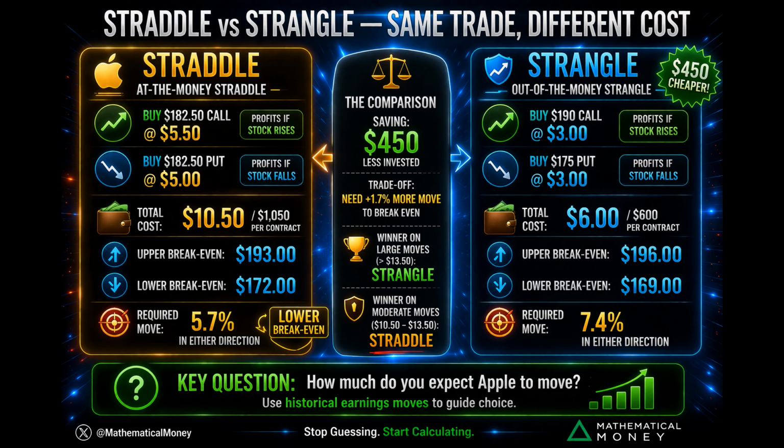Key comparison: straddle costs $10.50, break even at 5.7% move. Strangle costs $6, break even at 7.4% move. If Apple historically moves 10% or more on earnings, the strangle is more capital efficient. If it typically moves 6 to 8%, the straddle's lower break-even wins.